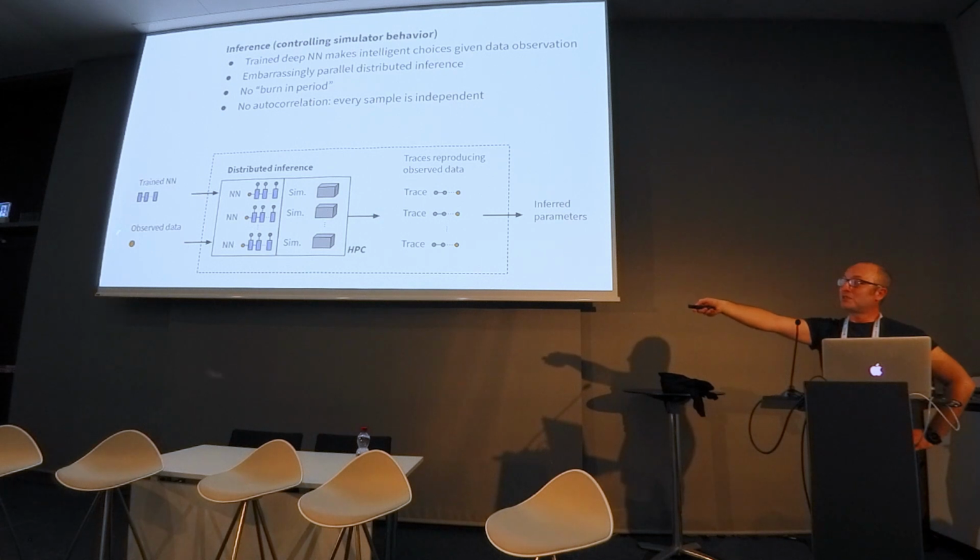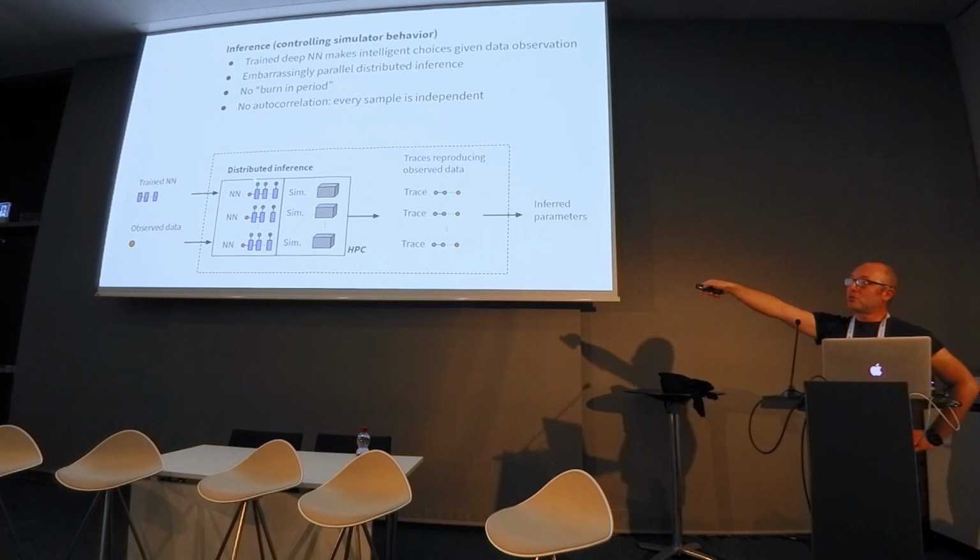Someone gives us, at inference time, a new piece of observed data. We put these things together, and we run many instances of this neural network in parallel, given the observed data as input to these, and predictions of simulator latents are coming out of the neural network, and we execute the simulator with these random number choices. And this gives you a collection of traces. And these traces correspond to a posterior distribution in a Bayesian setting, conditioned on this observed data.